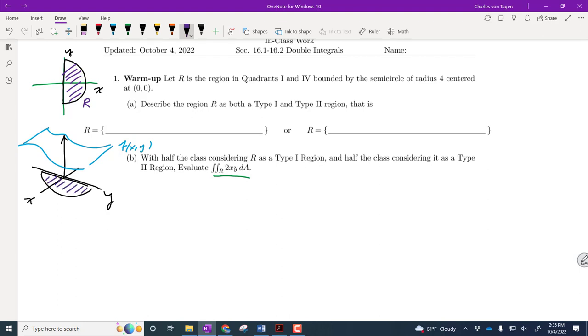Now, what's an interpretation of what we're doing here? When we're evaluating this integral, what's an interpretation of this?